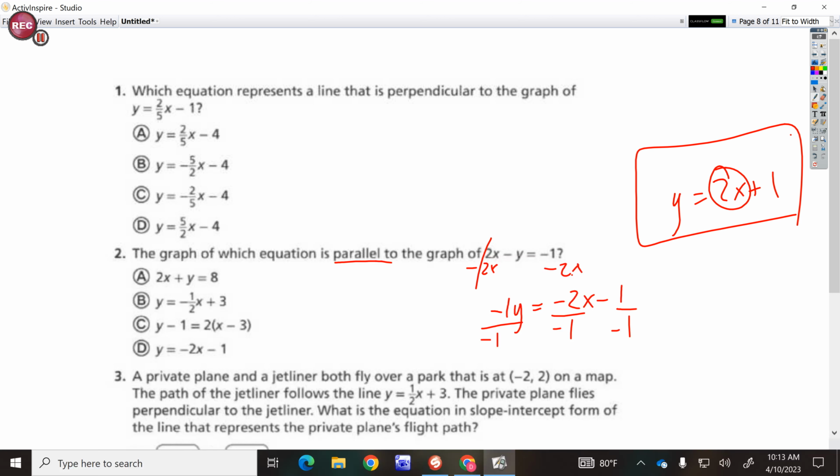No, you have it correct already. That's it. Perpendicular means opposite slope, which you did already. So look for the one with that slope. There you go.